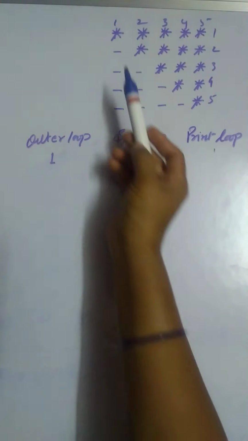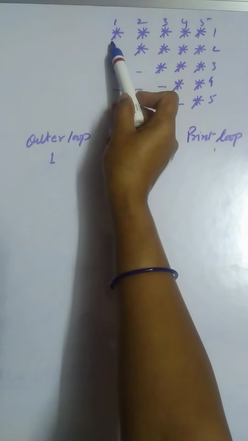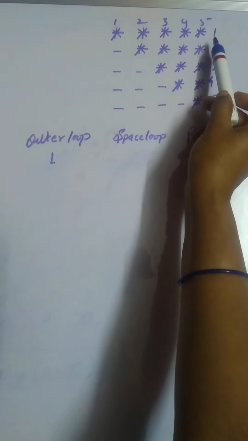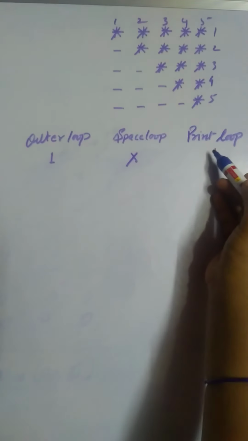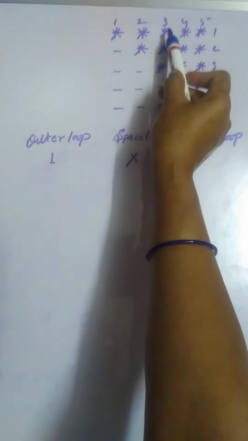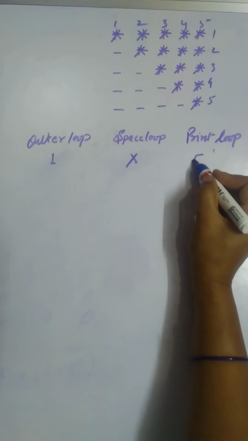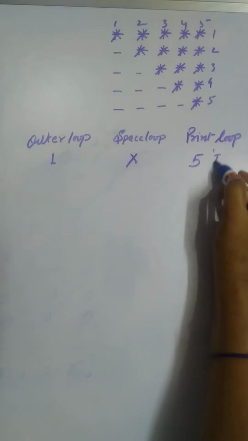So see here, when your outer loop runs the first time, there is no space, which means your space loop will not execute. And the print loop, the printing statement 1 2 3 4 5, 5 stars are printed, so this loop executes at least 5 times. Clear?